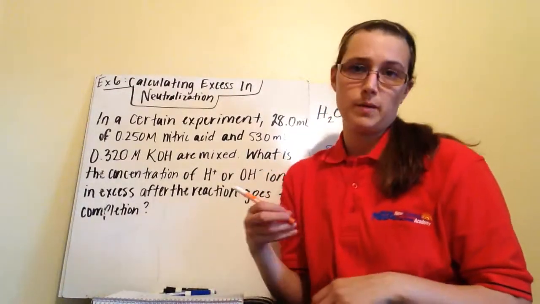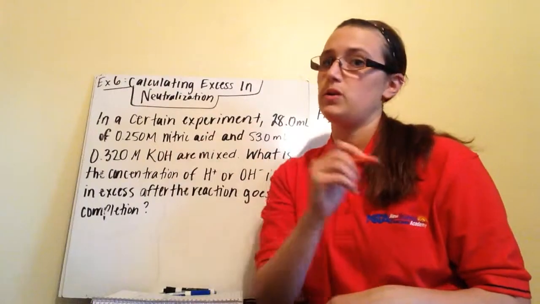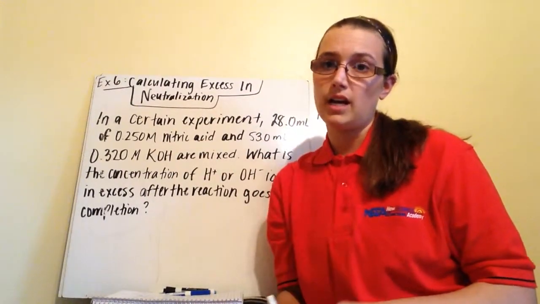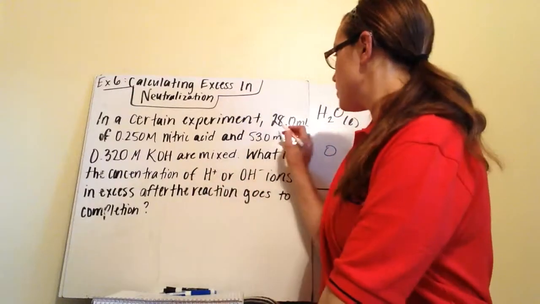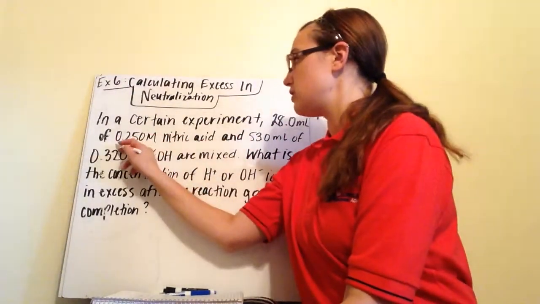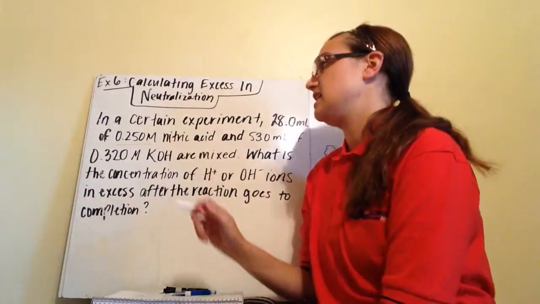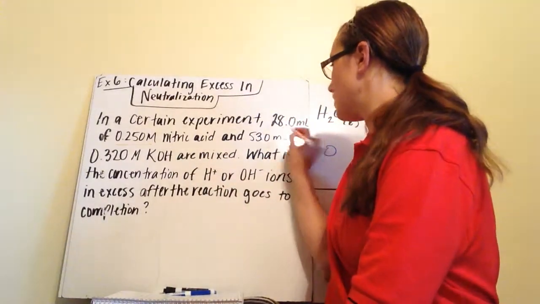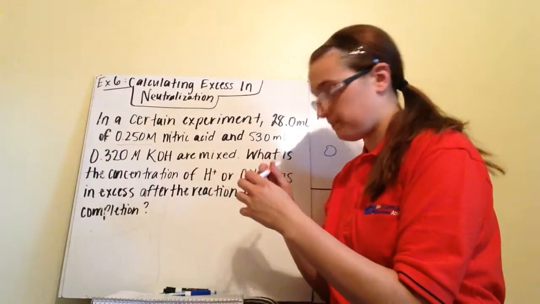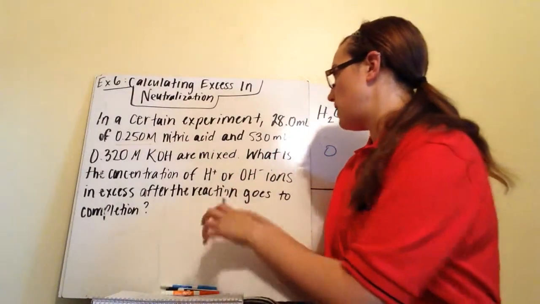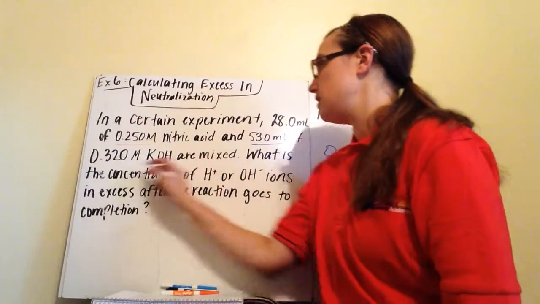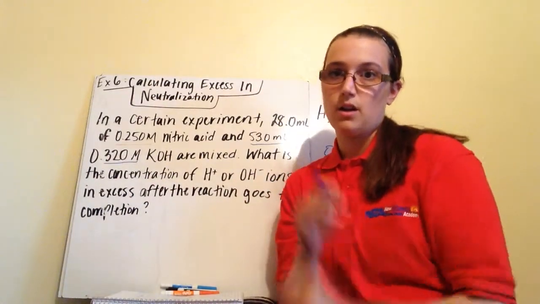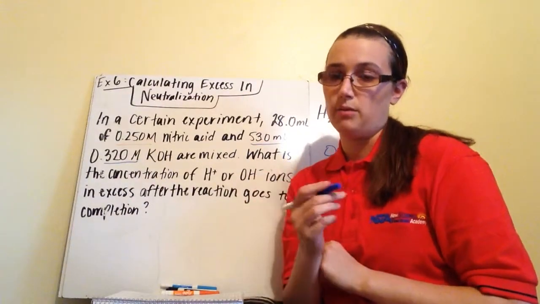Because there's a lot of information, I would recommend taking your pencil and underlining given information. So as we go through this, underline information in your problem as well. So we know that we have 28 milliliters, and we know that the nitric acid is 0.250 molar. So those two pieces of information go together. So I'm going to underline both in orange. And then we know that we have 53 milliliters and 0.320 molar potassium hydroxide. Those two values go together, so I underlined it in blue.